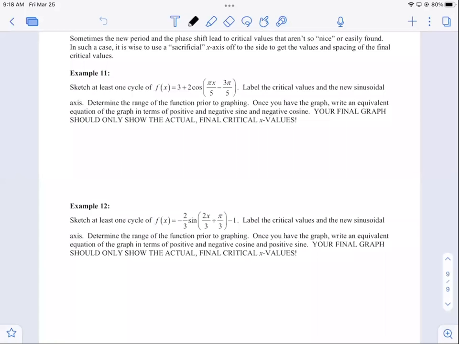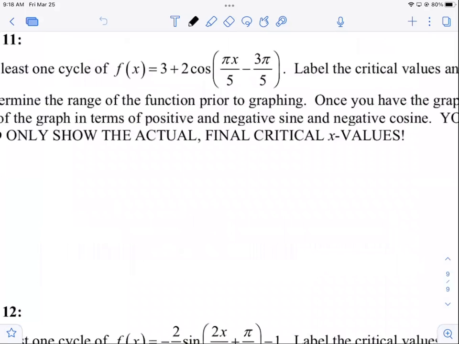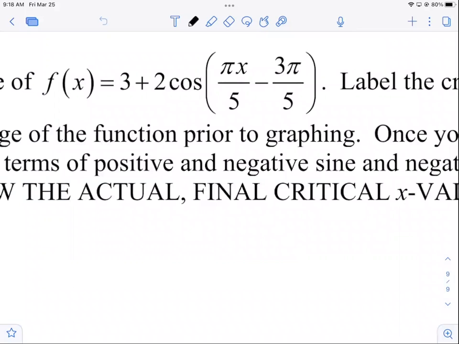On record. All right, example 11. Sketch at least one cycle, and so on. Okay, so what we're going to do is put it in standard transformation form. Is it already? No, not quite. There's a couple things.